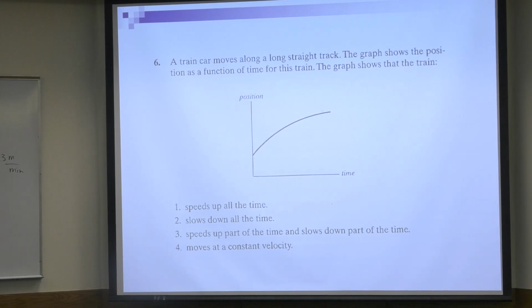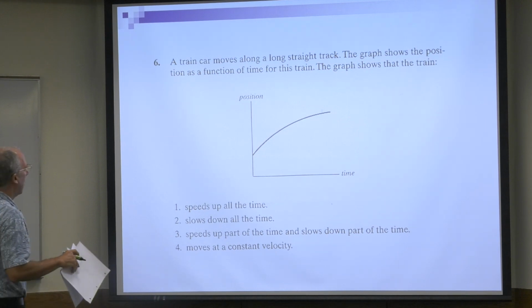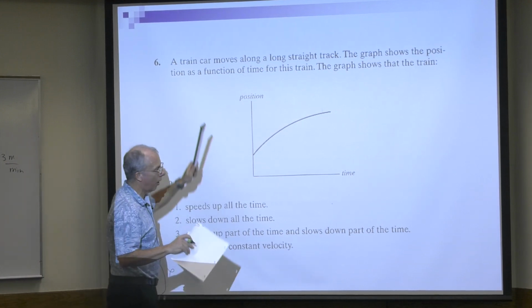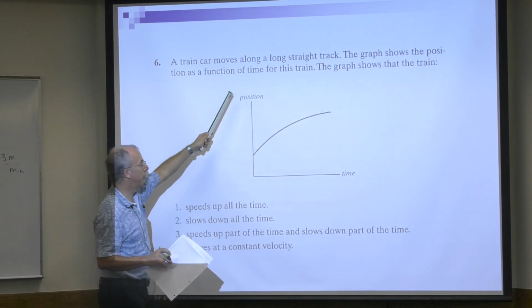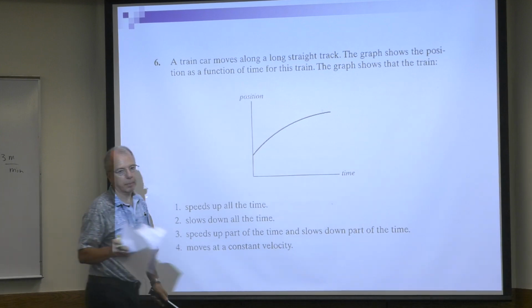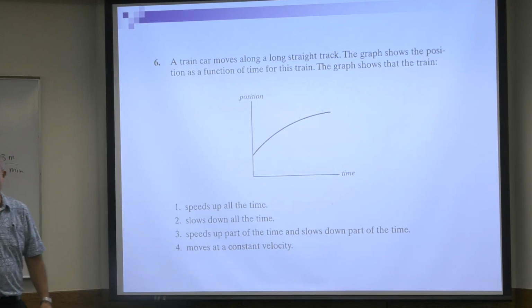Okay, so read that, pause your video, figure it out. Okay, let's do it. This is a position graph. First of all, you always have to ask yourself, what kind of graph? It's a position versus time. So what's important here is the slope. The slope is the velocity.